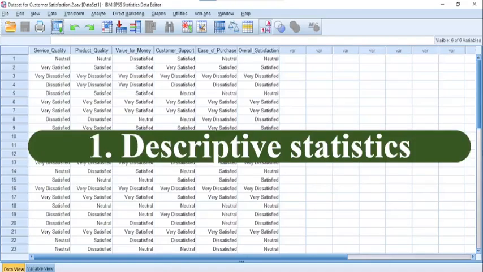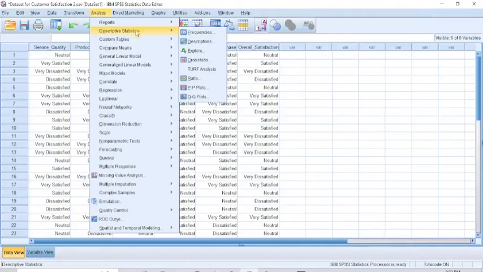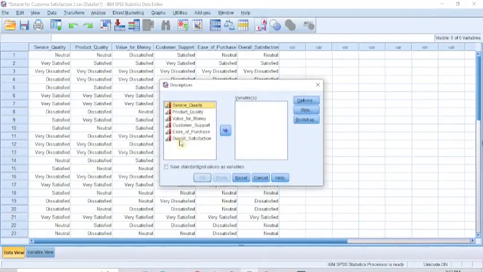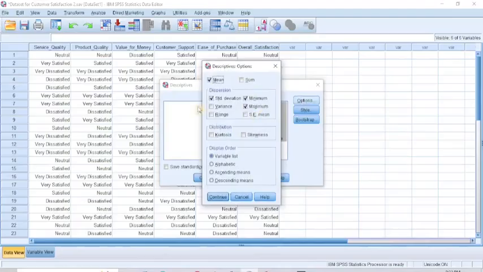1. Descriptive statistics. The use of descriptive statistics in this context is to reveal the average rating and dispersion of each factor. This is necessary to have background information of the data you are dealing with. Now, let's conduct the descriptive statistics analysis. Click Analyze, then Descriptive Statistics, and then click Descriptives to open the dialog box. Now, select all the satisfaction variables at the left box and move them all to the variables box at the right. Then, click Options to open the Options dialog box.